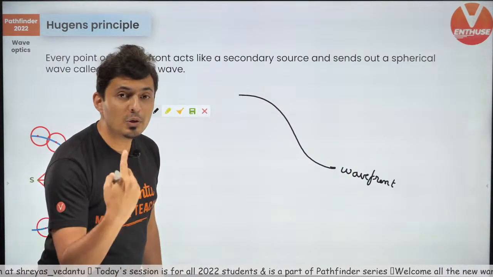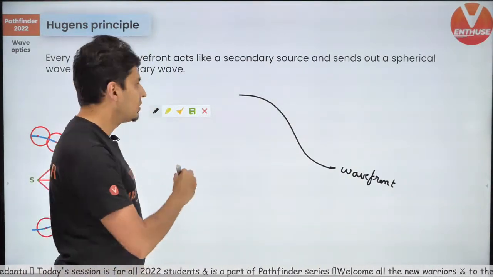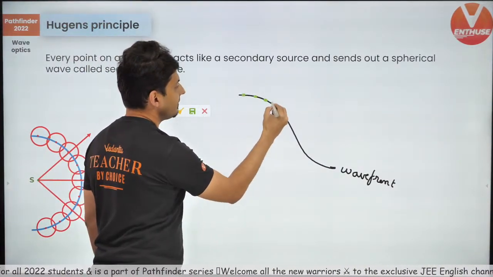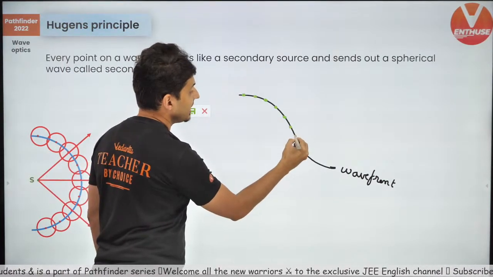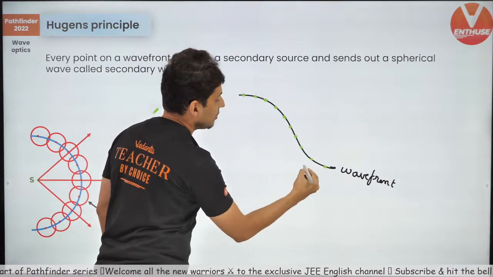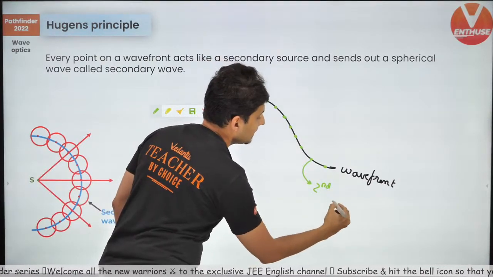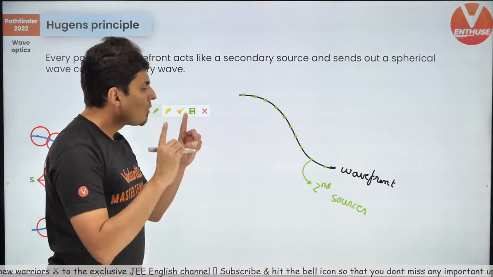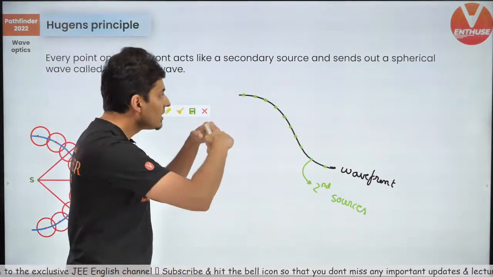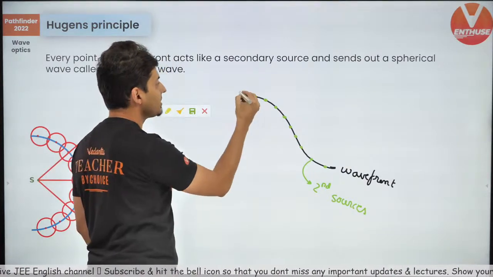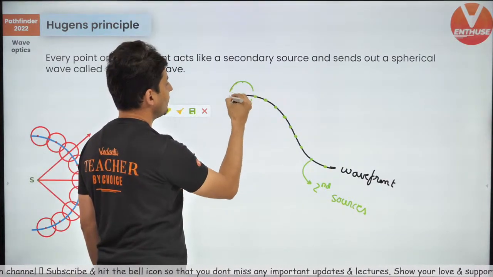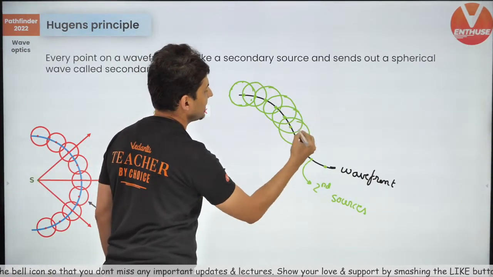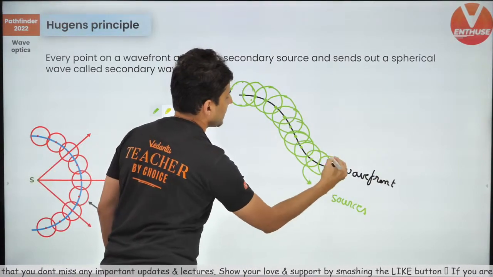In order to find the new wavefront after certain time, what should you do? Look at this. Assume every point on this wavefront is a source. But which kind of source? Secondary source. So what are these? These are secondary sources. Very, very important. What will these secondary sources do? They will create new wavefronts in all the directions. So this source will create a wavefront here, this will create here, this will create here. So all of them are producing new wavefronts in all the directions.